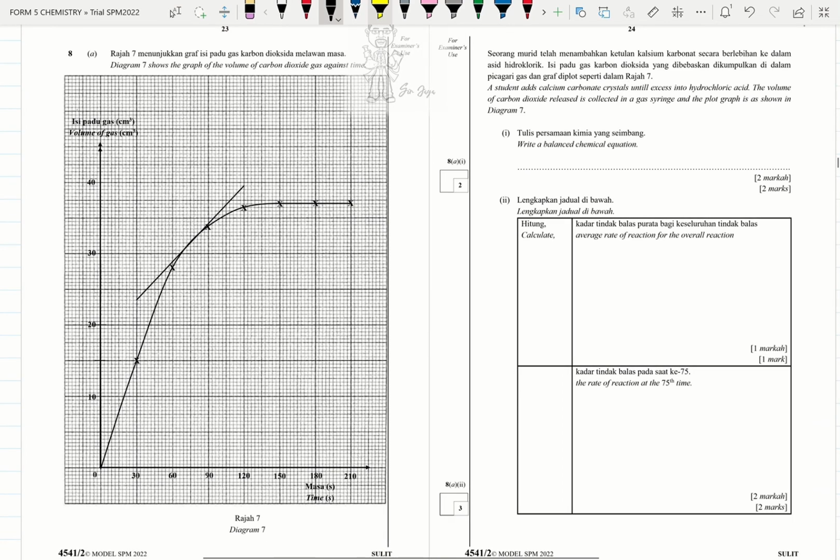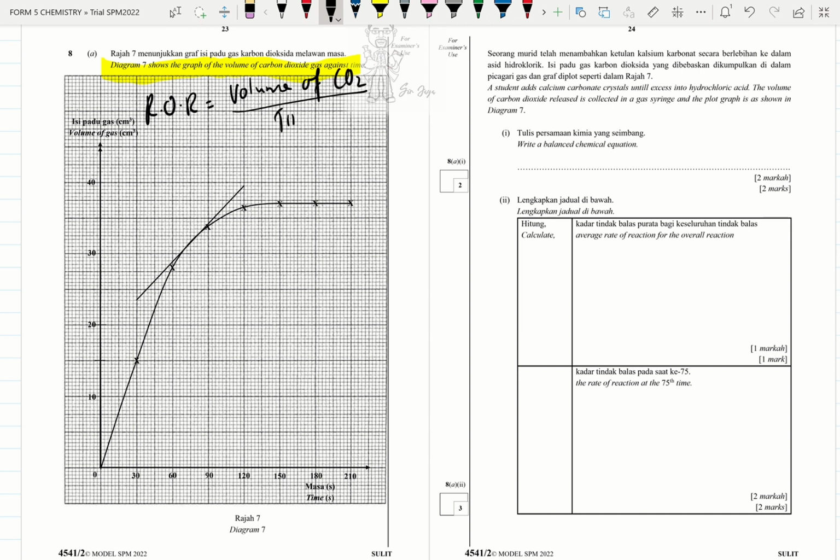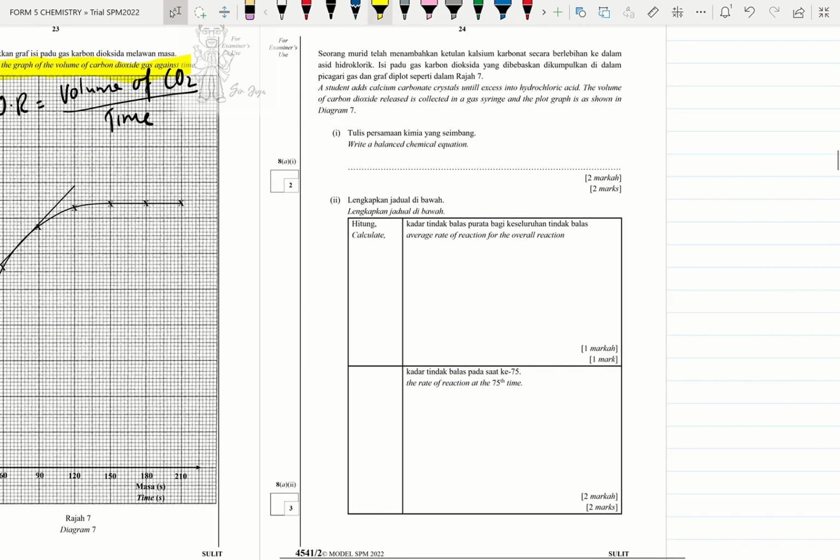We try to answer these questions. Diagram 7 shows the graph of volume of carbon dioxide against time. So to measure the rate of reaction, we need to calculate the volume of carbon dioxide gas released every interval of time. Alright, so we try to check the first question.